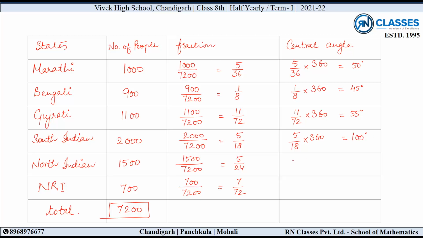Right? Up next is 5 by 24 into 360. Now we'll get the central angle as 75 degrees. Right? And the last one, 7 by 72 is the fraction into 360. And the last central angle would be 35 degrees. आपके पास सेंट्रल एंगल्स आ चुके हैं. पाई चार्ट तो आप बना ही सकते हो.